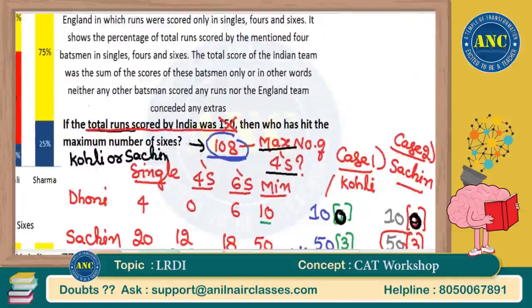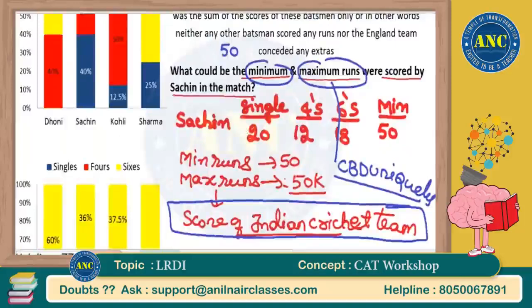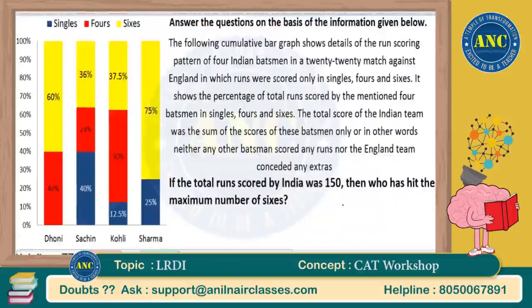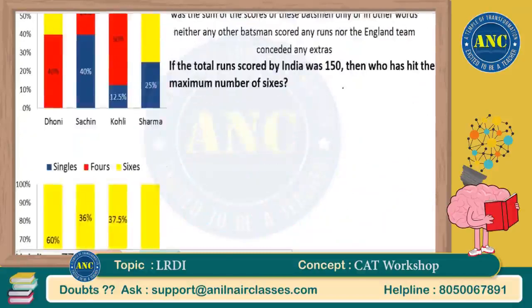Now let us solve our original question. I hope it is clear, right? Now, once you understand the questions, next questions are very, very easy. Now let us solve our question. This is our original question. If the total runs scored by India was 150, who has hit the maximum number of sixers?